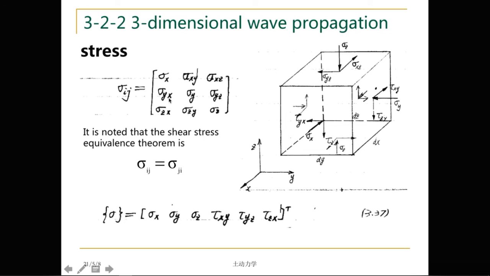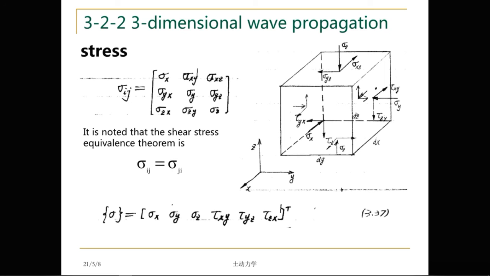But there is the theorem that shear stresses are equal to each other, known as the shear stress equivalence theorem. This theorem is sigma ij equals sigma ji. Then we can find that in this expression there are nine components, but according to this shear stress equivalence theorem, there are only six variables in this tensor expression. We can also use a vector to express the stress: sigma x, sigma y, sigma z, tau xy, tau yz, tau zx.